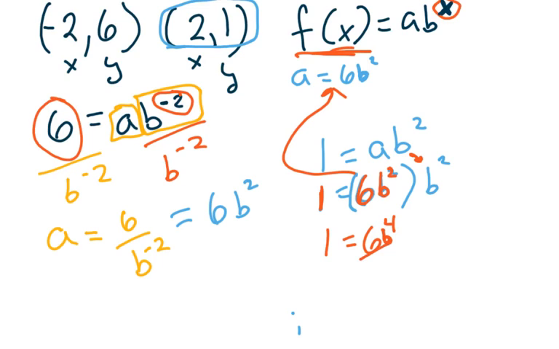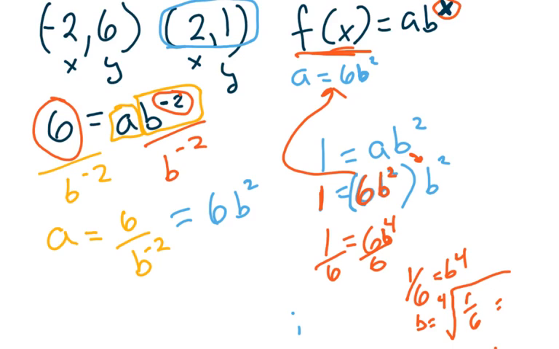Now, what do we want to get rid of? We want to get this b by itself, so you divide by 6. So now we got 1/6 equal to b to the 4th. And now we just take the fourth root of b. So b is equal to the fourth root of 1/6. This is when you bring your calculator in, which is equivalent to about 2.4492. All right, so now we have what b is.